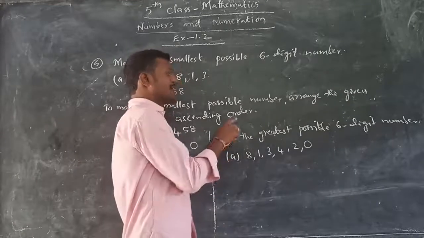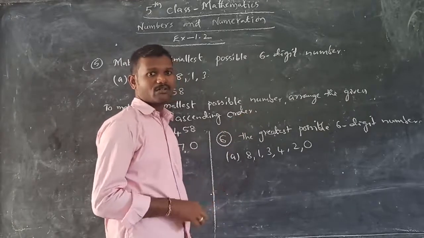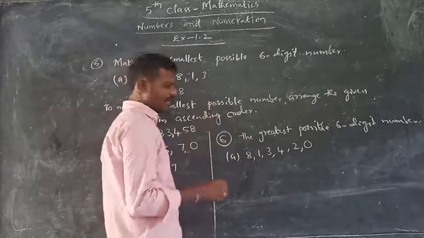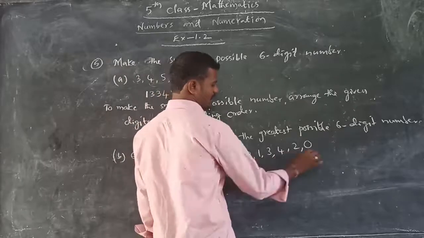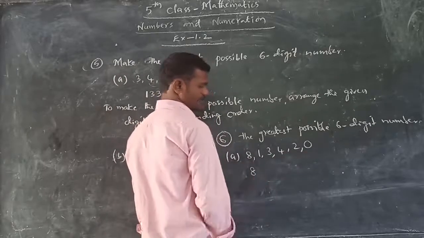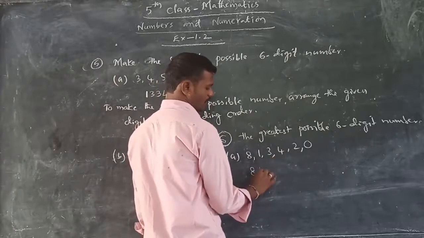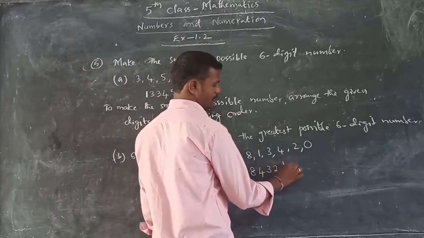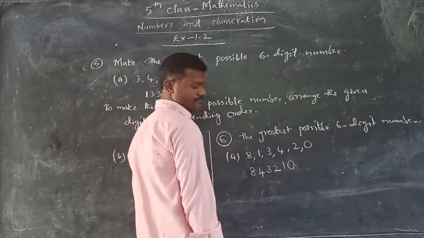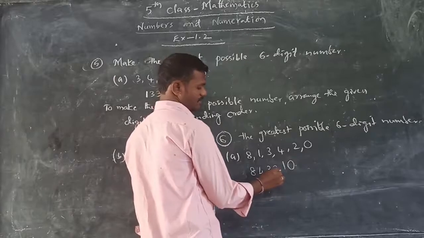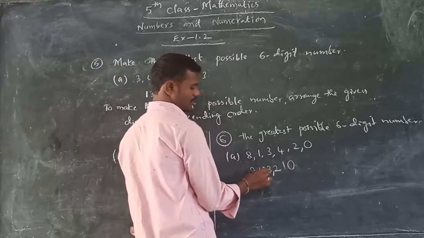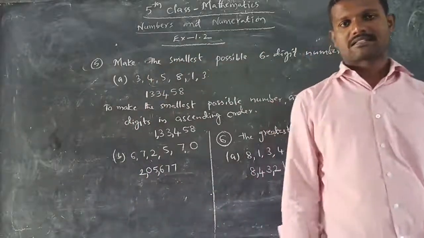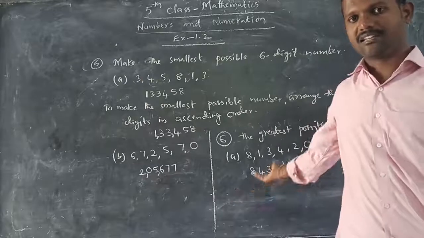To make the greatest possible 6 digit number, what do we have to write? Given numbers we have to write in descending order, from bigger number to smaller number. What is the biggest number in this? 8. After 8, next one is what? 4, 3, 2, 1 and 0. Okay, now separate them by commas. A comma after 3 digits and a comma after 2 digits. Okay, this is the greatest 6 digit number by the given digits.